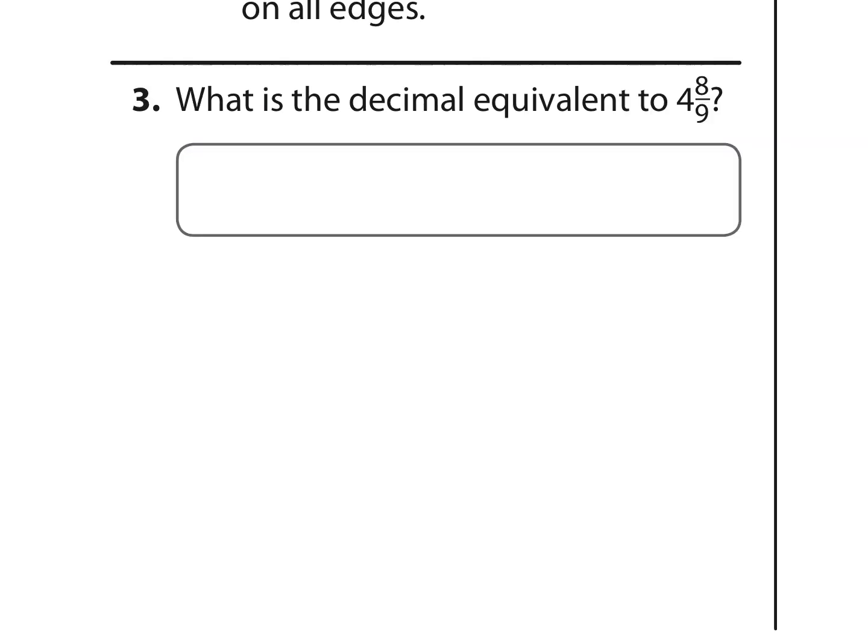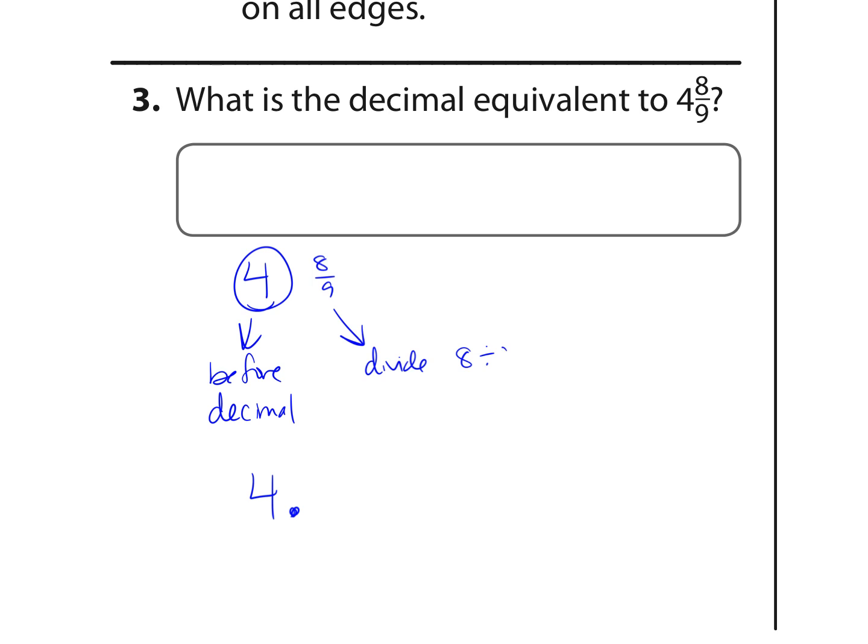Number 3, what is the decimal equivalent of 4 and 8/9? So we know that we have 4, and this value is what is before the decimal because it is our whole number. So we have 4 point something. And then 8/9, we are simply going to divide 8 divided by 9, and we get 0.8 repeating. So 4.8 repeating is the decimal equivalent.